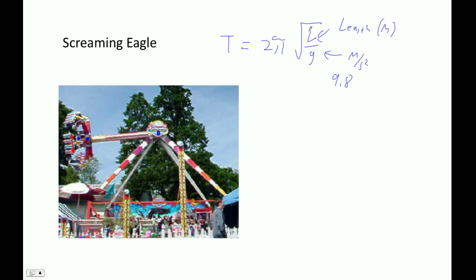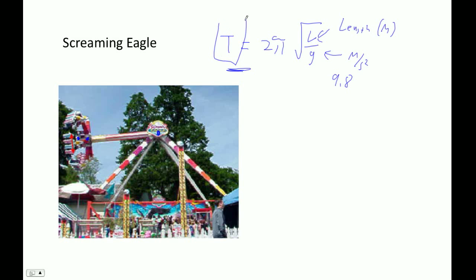I'll put another video up on the Screaming Eagle about measuring the length from a diagram, because if you look in the media and data folder for the Screaming Eagle, there's a schematic that I downloaded from the manufacturer's website. It's actually called an Afterburner by them, but we call it the Screaming Eagle. So this is one thing to do.